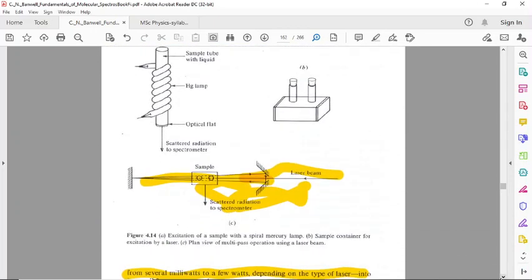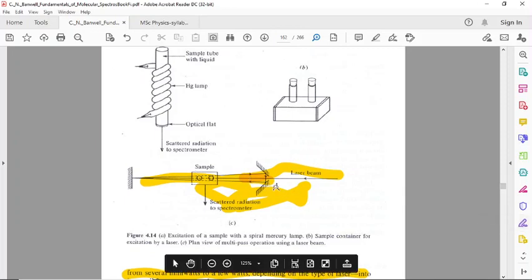Then a sample model is defined and drawn here.